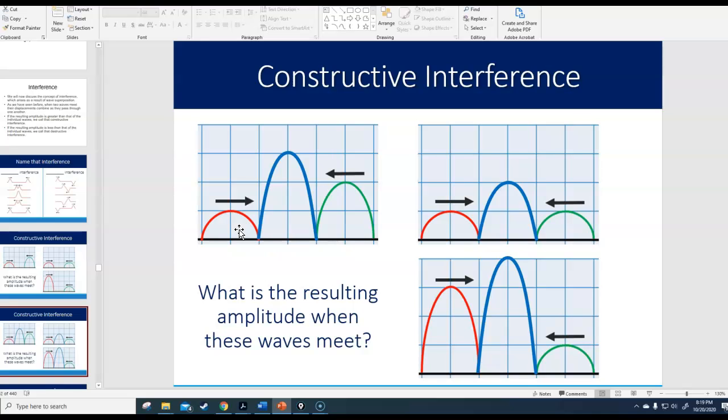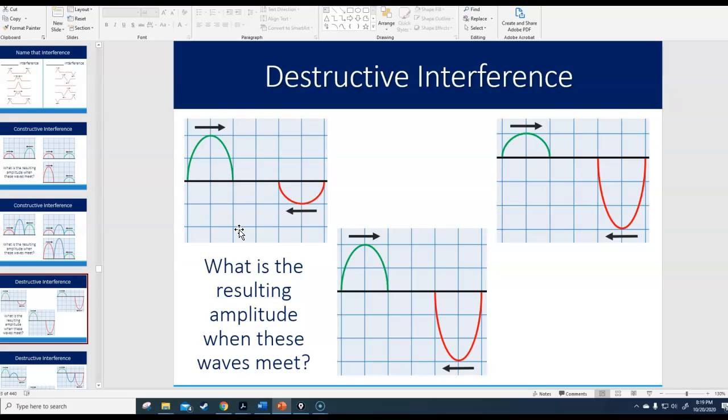Okay, and then on the next slide you can see examples of destructive interference. Notice again that you get destructive interference when you have a positive and a negative wave pulse, or a negative and a positive wave pulse meeting up, because there's some partial cancellation. It doesn't have to be complete cancellation, but you get some partial cancellation.